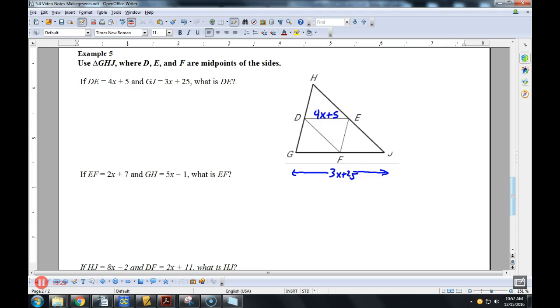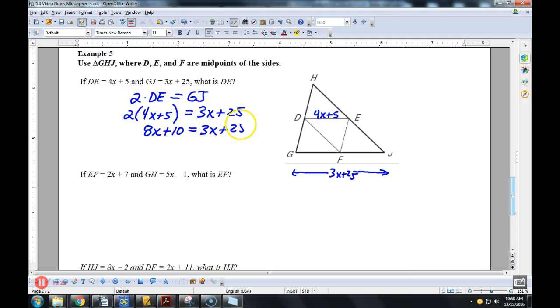what is DE? Well, I'm going to use that fact again that if I do 2 times the length of DE, that should come out to be the length of GJ. So I'm going to double the 4x plus 5, set that equal to the 3x plus 25, and a little distributive property action. Now some of you in your head maybe could have just started with this step right here. You might have just looked at that and said, hey, I can double that in my head, and skipped the first 2 lines. That's fine. I don't have a problem with that.